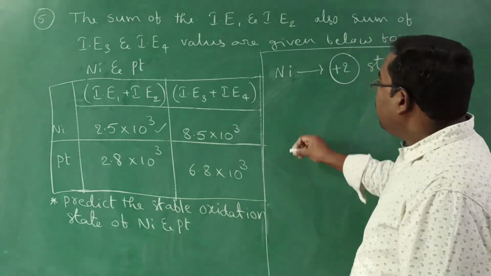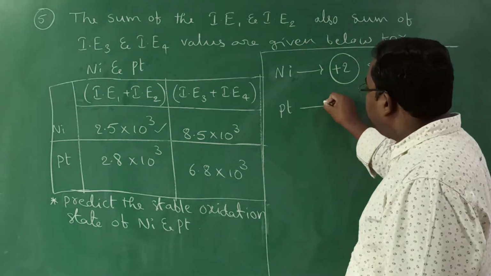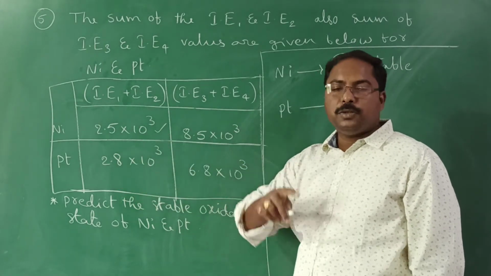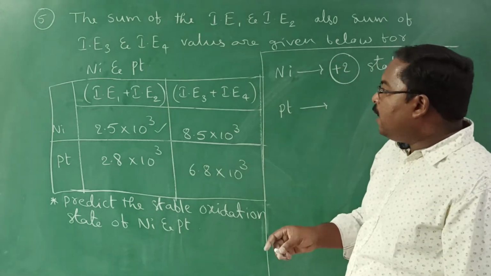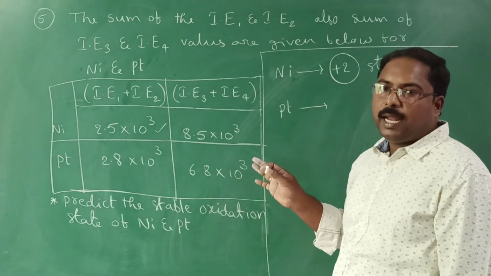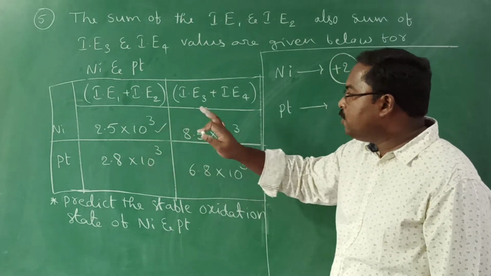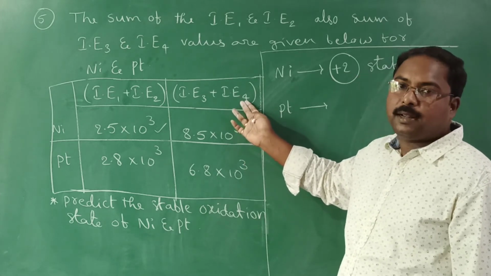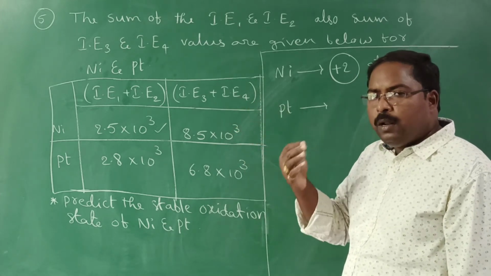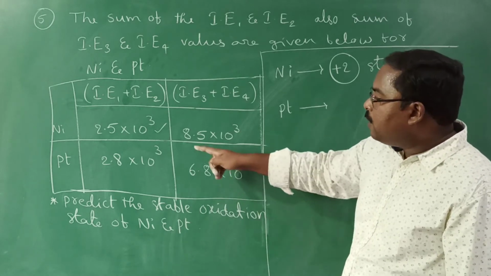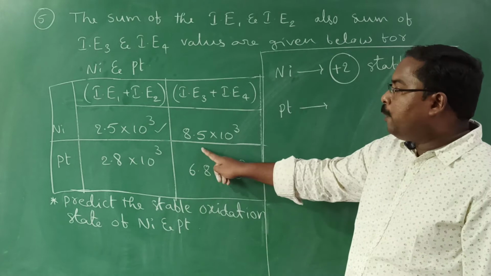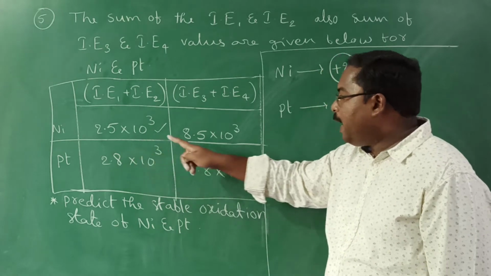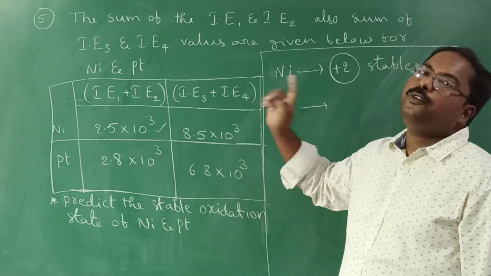Then what about platinum? In platinum also we lose the 2 electrons, but compared to nickel, it requires more energy to lose those 2. Now coming to the losing of the next 2 electrons. After losing the 2, if they want to lose 2 more, this is related to losing 4 electrons overall. To remove those 4 electrons from nickel, it requires 8.5 into 10 to the power 3 kilojoules per mole. In case of platinum, it requires less energy compared to nickel, right?